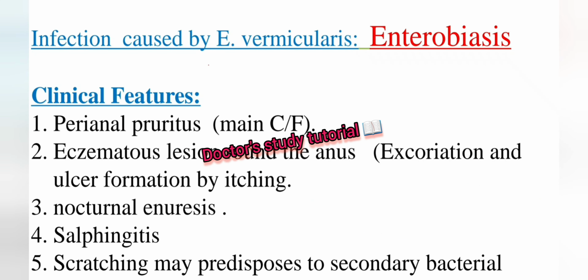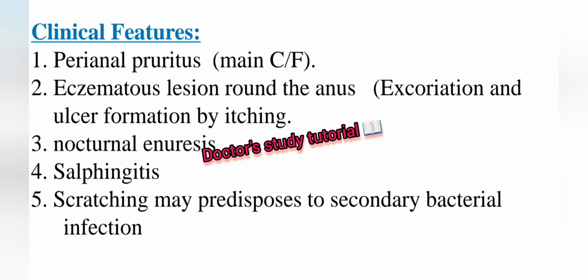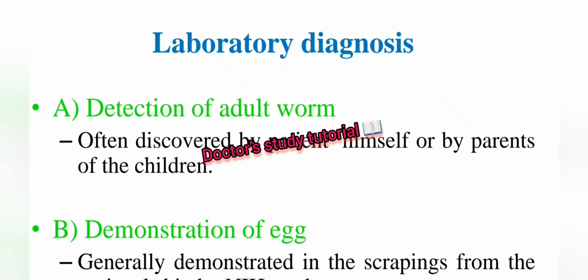The infection caused by Enterobius vermicularis is called enterobiasis. Another viva question is clinical features. So the clinical features are perianal pruritus, eczematous lesions around the anus, excoriation and ulcer formation by the itching. Nocturnal enuresis, salpingitis, and scratching may predispose to secondary bacterial infection.